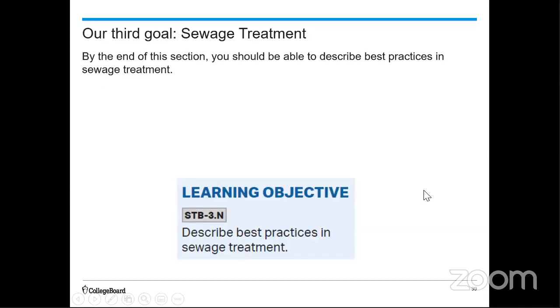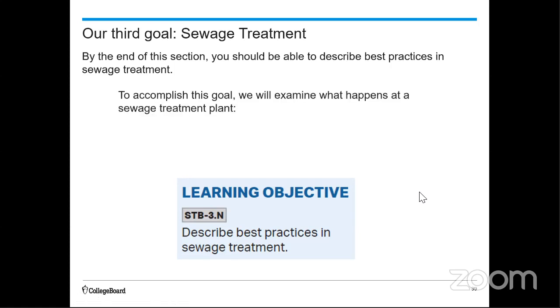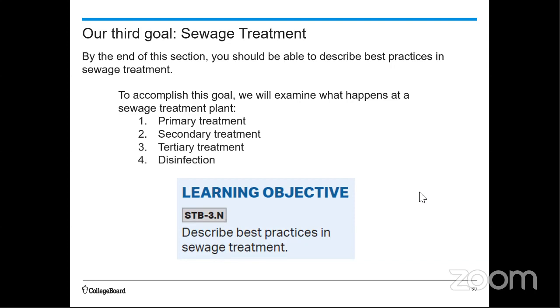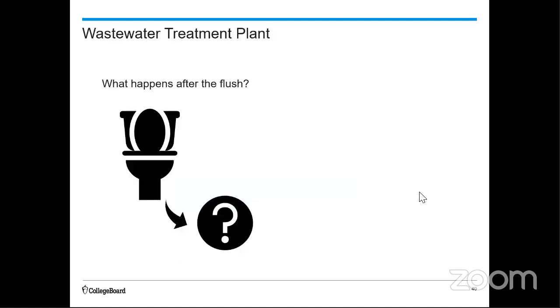So our second big topic we're going to look at today is sewage treatment, wastewater treatment. So by the end of this little section, you should be able to really describe the best practices in sewage treatment. So to get there, we're going to go to a sewage treatment plant, a wastewater treatment facility, and we're going to look at the stages of wastewater treatment, of sewage treatment. So first is primary, second is secondary, third is tertiary, and then fourth step is disinfection. So we'll walk through each of these phases and give some examples and descriptions of each.